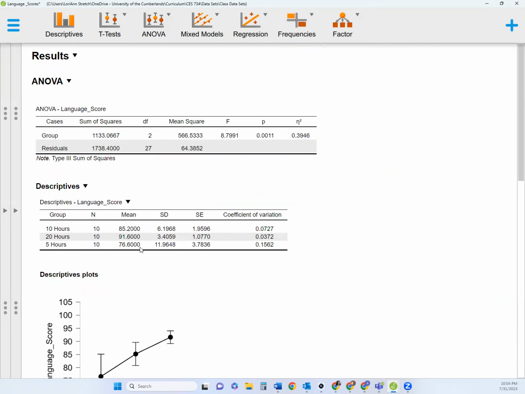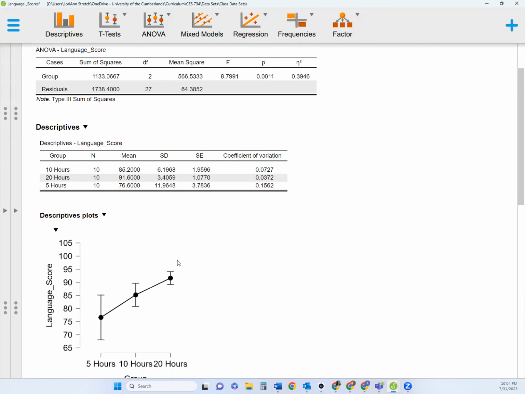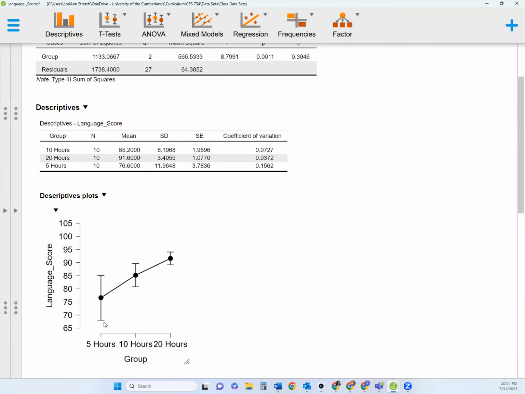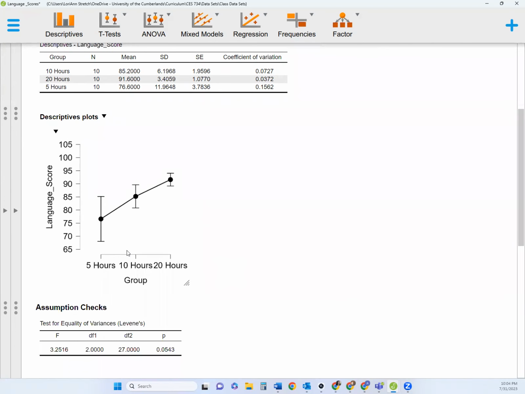So here's some descriptives. We can see our mean, standard deviation. We can see our descriptive plots. I don't see any outliers. I can also see that there's some overlap between these, but there's no overlap between this one and this one. So that makes me think that I'm probably going to find there's a significant difference between 5 hours and 20, but not between 5 and 10 and 10 and 20 because they overlap on the error bars. Let's see if I'm right.